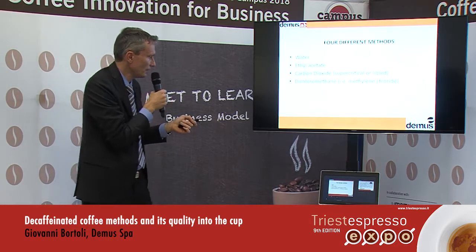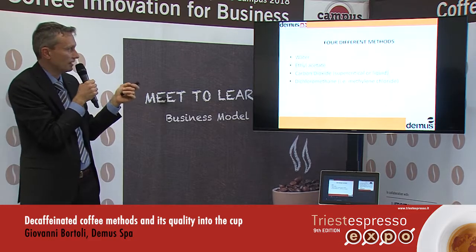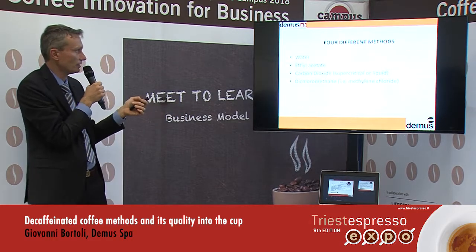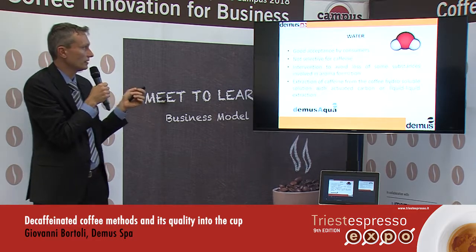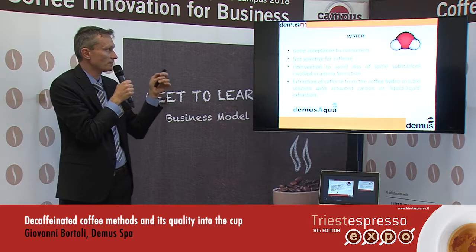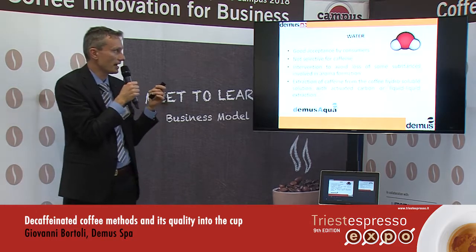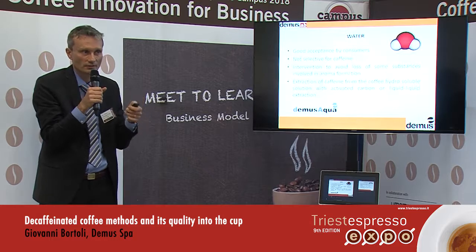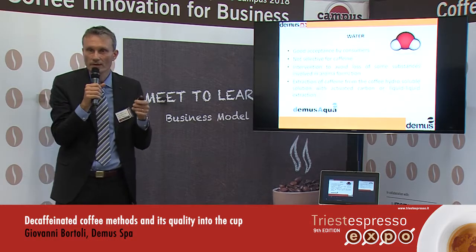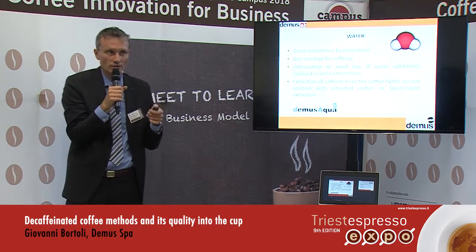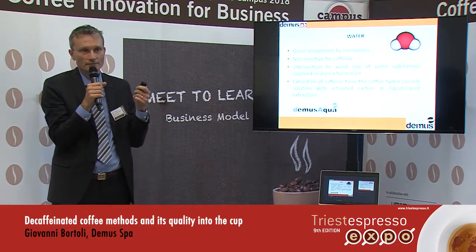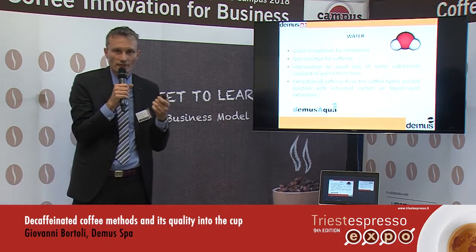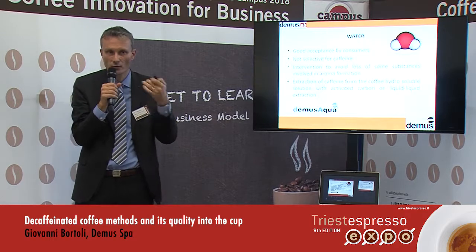The 4 different methods are water, ethyl acetate, carbon dioxide, supercritical or liquid, or dichloromethane. Now we will see all the methods in detail. The water has the advantage of good acceptance by consumers, but it's not selective for caffeine, because you extract caffeine and also other substances from the green beans, because all the decaffeination is performed on the green beans before roasting. With water, you extract also some important substances soluble in water that are very, very important for the formation of the aroma in the following roasting process.